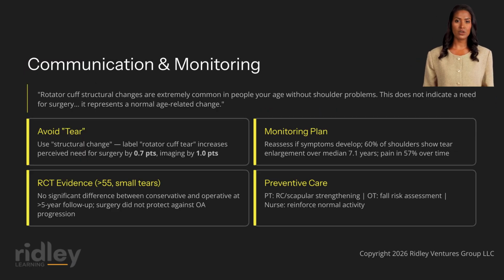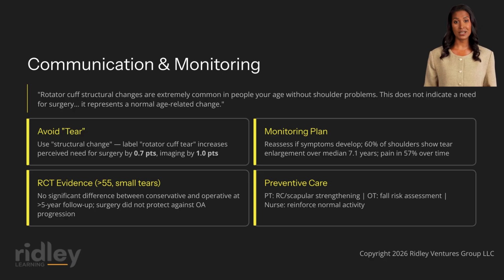The primary care provider communicates the imaging findings using evidence-based framing, explaining that rotator cuff structural changes are extremely common in people her age who have no shoulder problems, that the finding doesn't indicate a need for surgery, and that it represents a normal age-related change rather than a disease process requiring treatment. The term tear is avoided in favor of structural change or age-related alteration to minimize nocebo effects, as research shows that the label rotator cuff tear increases perceived need for surgery by 0.7 points and perceived need for imaging by 1.0 points compared to more neutral terminology.